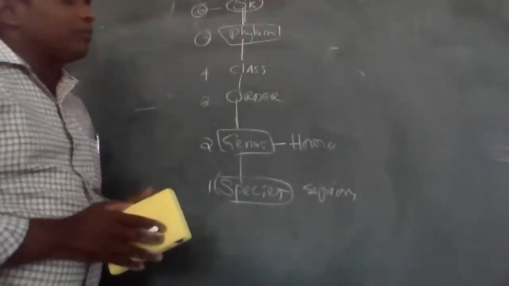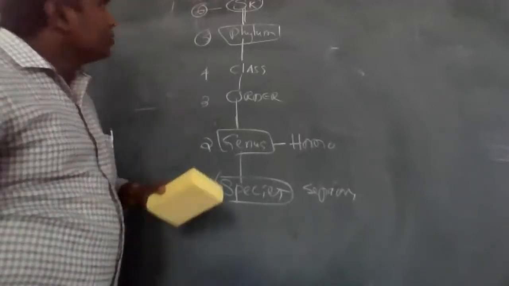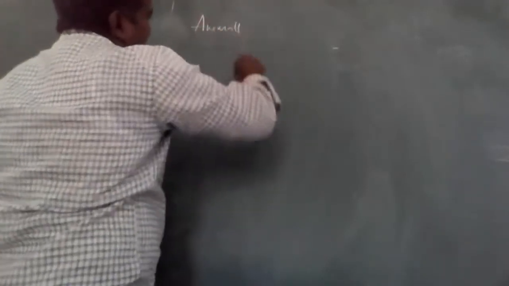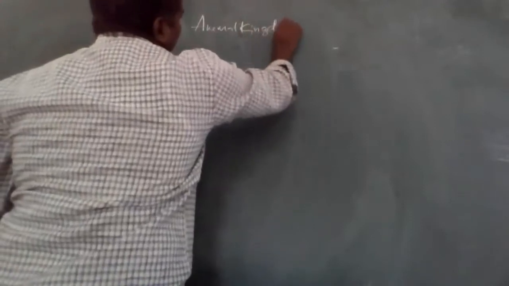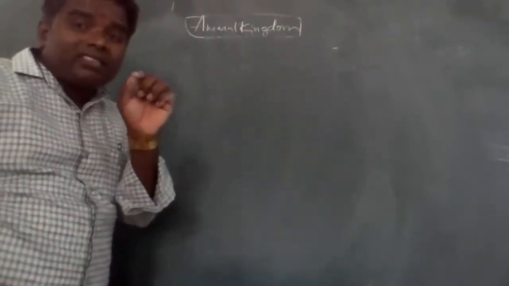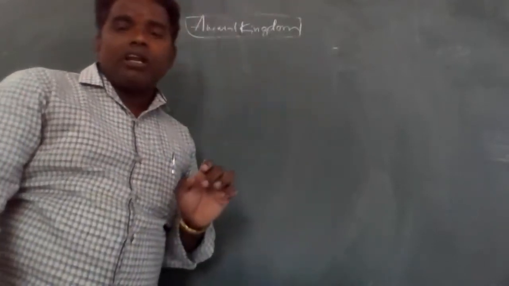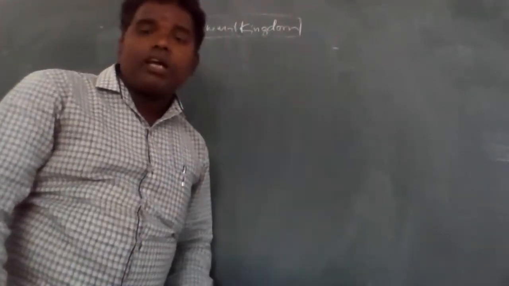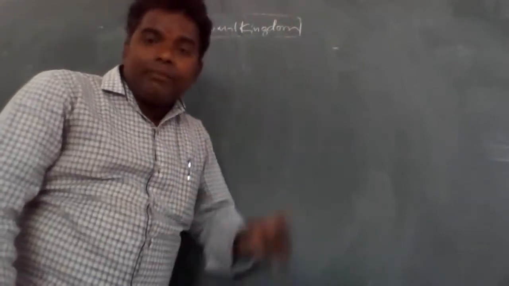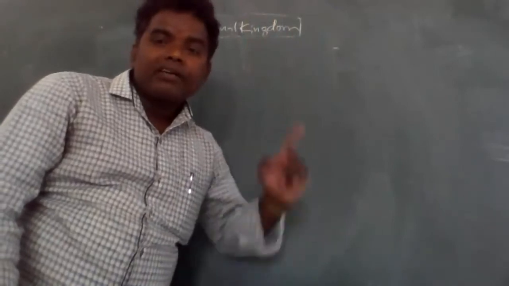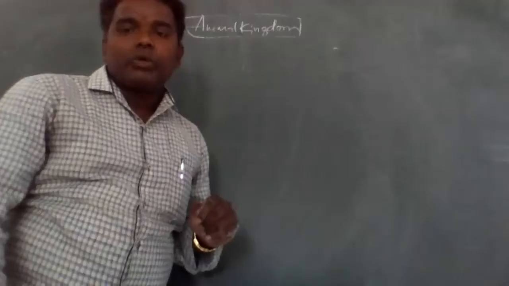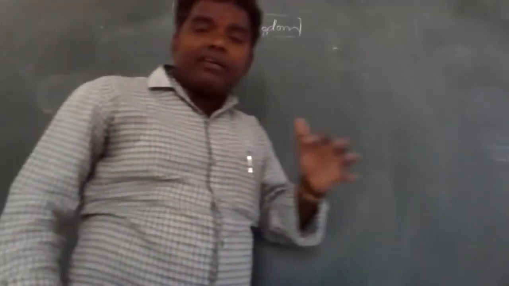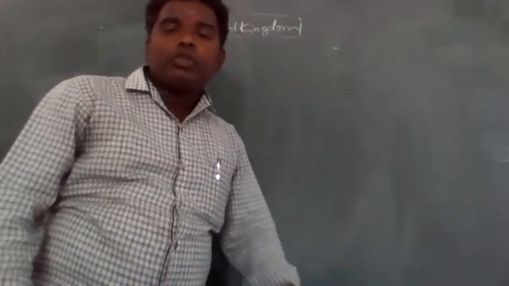Clear? So coming to the point, in animal kingdom, very important, the smallest taxa is called species and the biggest taxa is called kingdom. Smallest taxa is species. Biggest taxa is kingdom. That is a very important thing. The term species was given by the scientist John Ray.